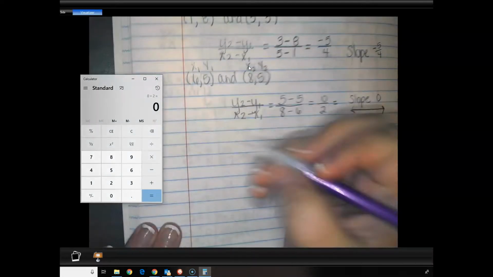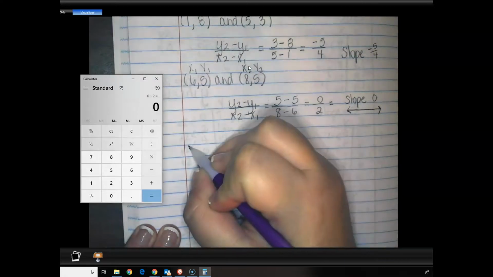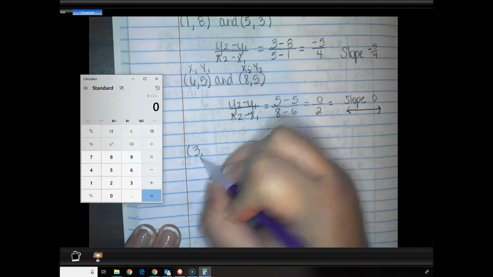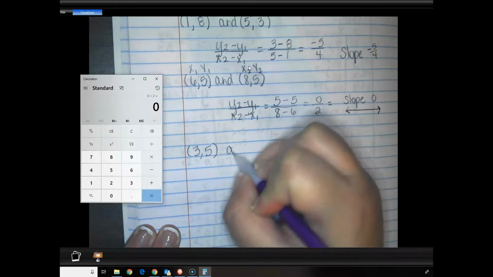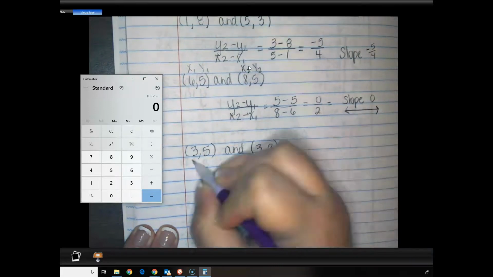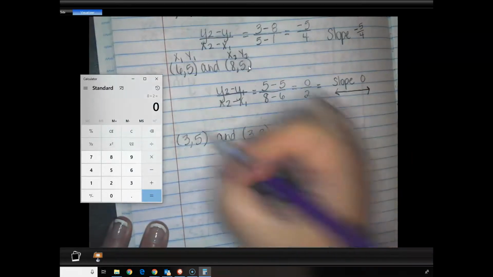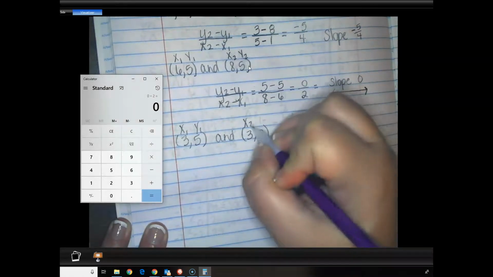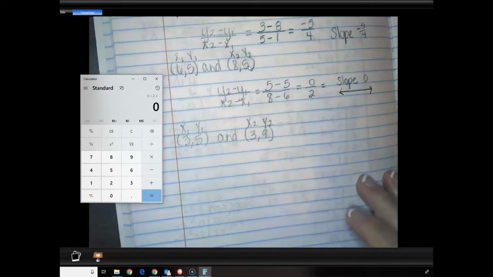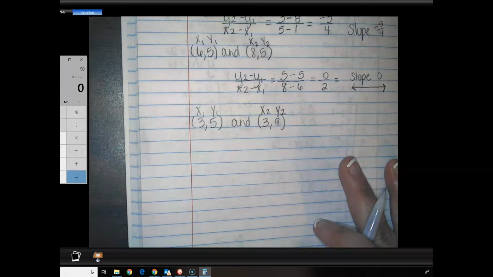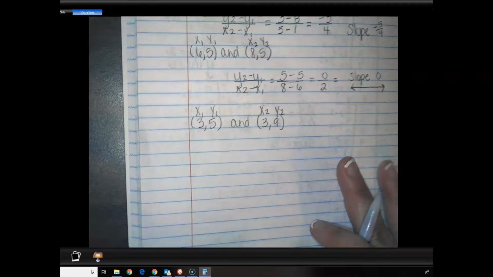So some of you might have been able to guess where we're going to go with this next. Some of you may not. That's okay. So if I have 3, 5, and 3, 9, so this time we'll have duplicate x's. So x1, y1, x2, y2. Sorry, I guess I can move the calculator out of the way. Sorry about that, guys.